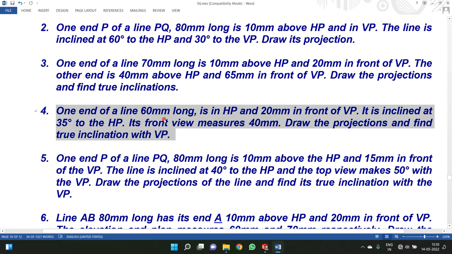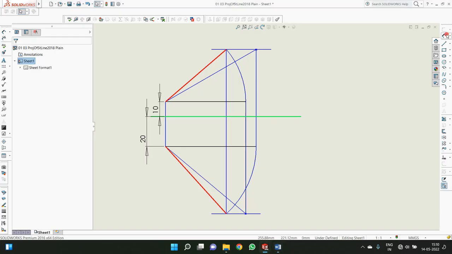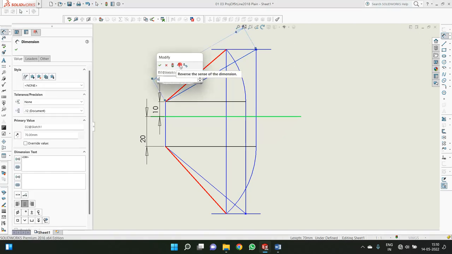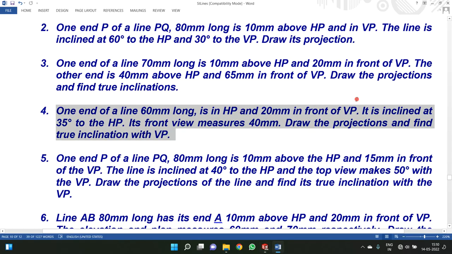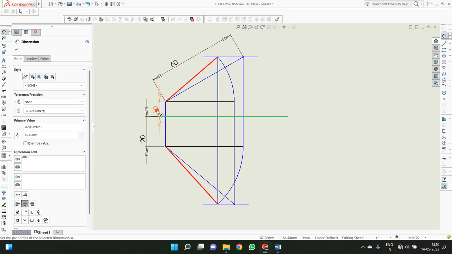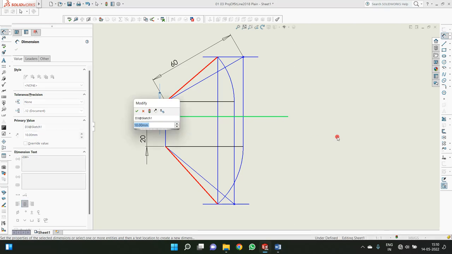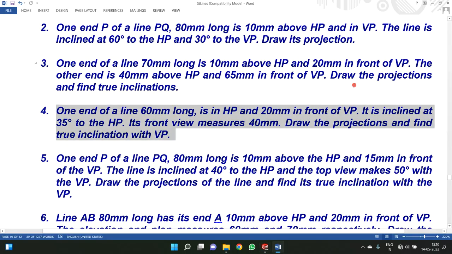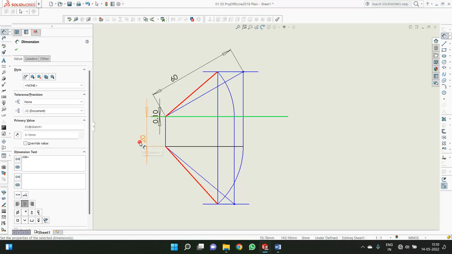One end of a line 60 mm long. The line length is 60. Let me put 60 here. Then in HP, 20 in front of VP. In HP means not 10 above HP, but 0. So I should not put 0, I put 0.1. 0.1 is as equivalent as 0. 20 in front.